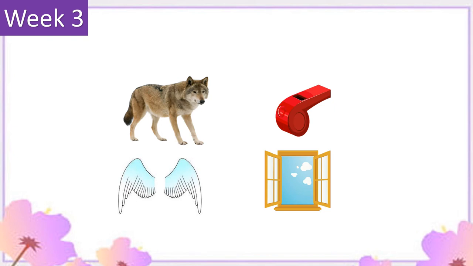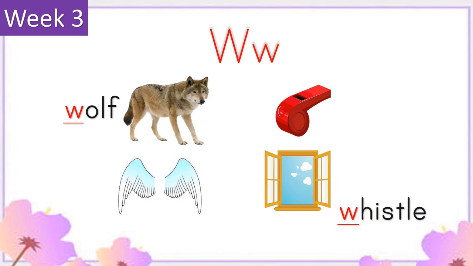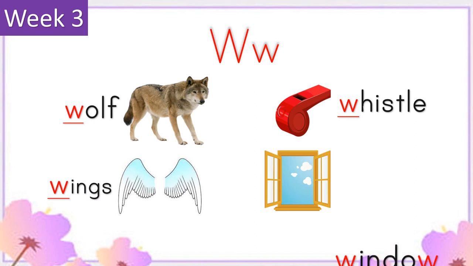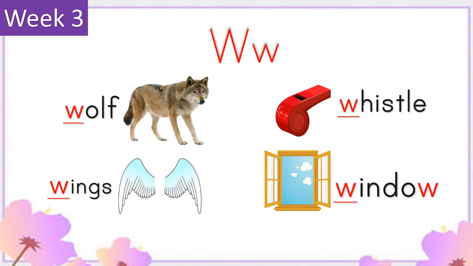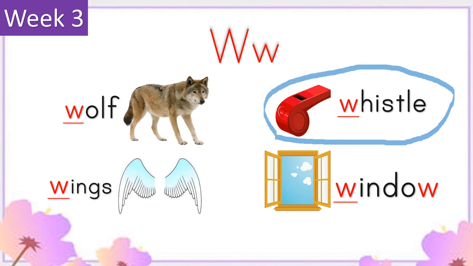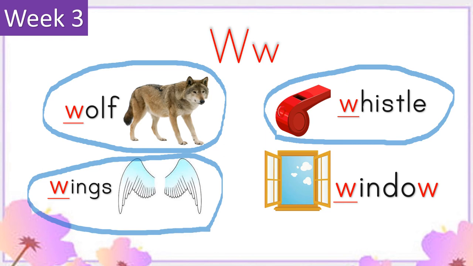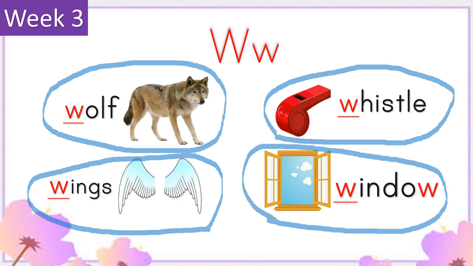Okay, let's review once again. W. Woof. Whistle. Wings. Window. One more time. What picture is this? Whistle. What picture is this? Wolf. What picture is this? Wings. And what picture is this one? Window.